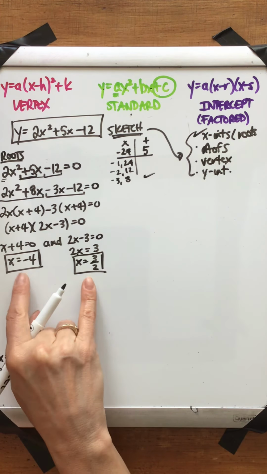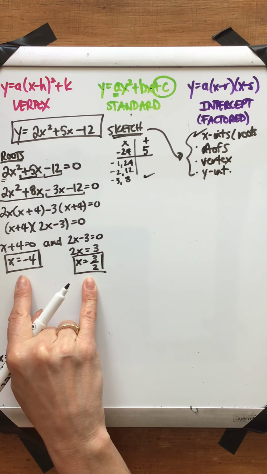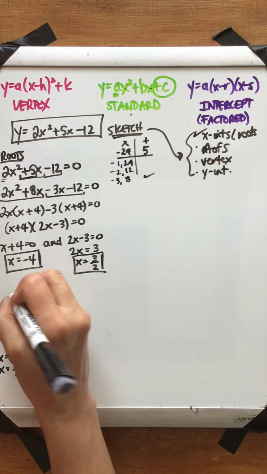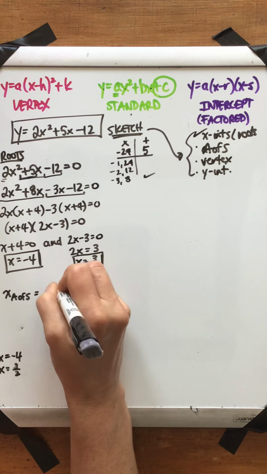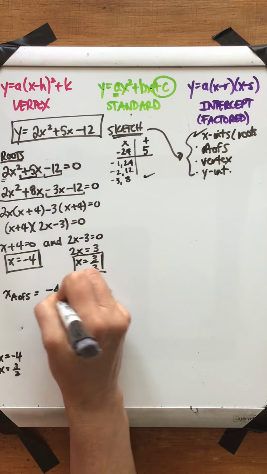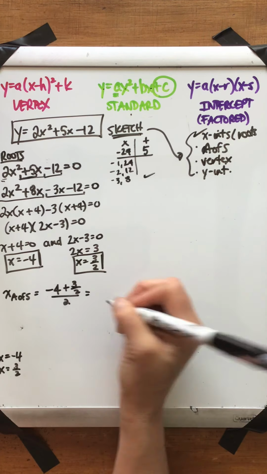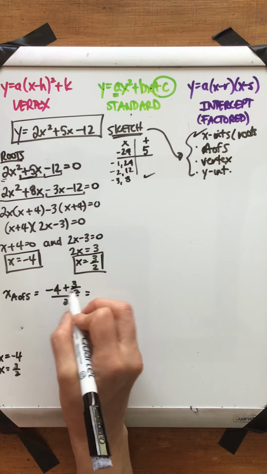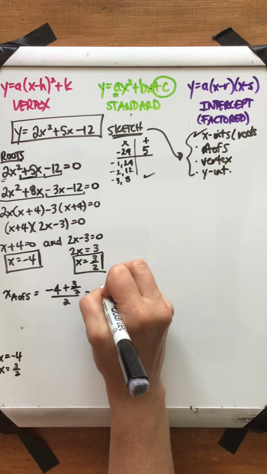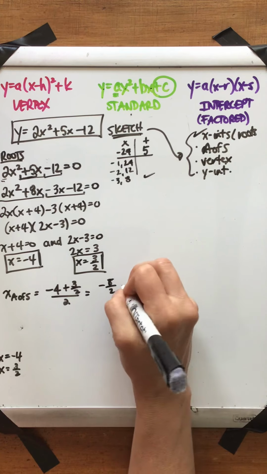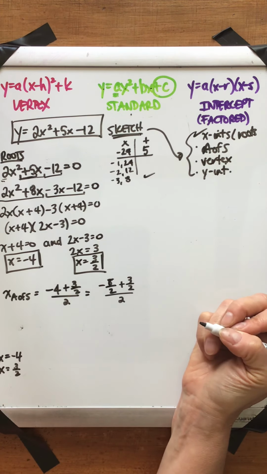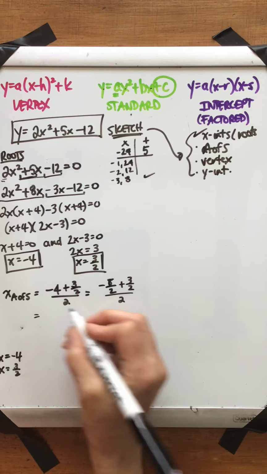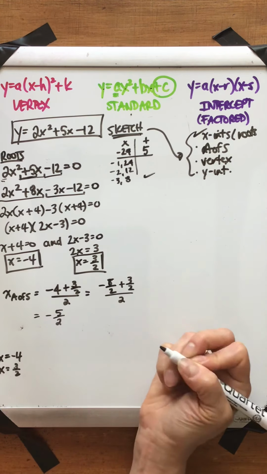Before this lesson, you know that you could average these two intercepts and find the middle of them. So let's try that. So x for the axis of symmetry is negative 4 plus 3/2. I'm adding them and dividing by 2 to find the middle. So I need these both to have a common denominator, so they're the same size. This becomes negative 8/2. This is 3/2 over 2. This becomes, I'm just going to write down here for space, negative 5/2 divided by 2.